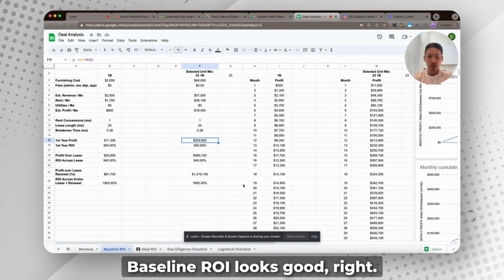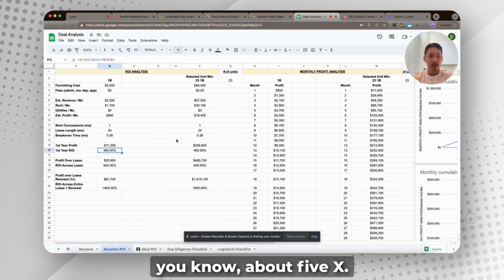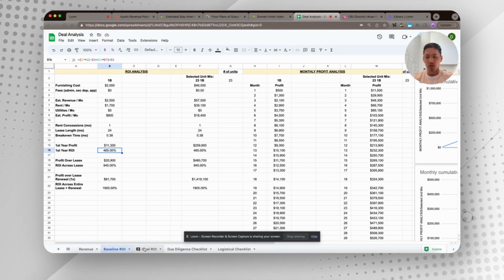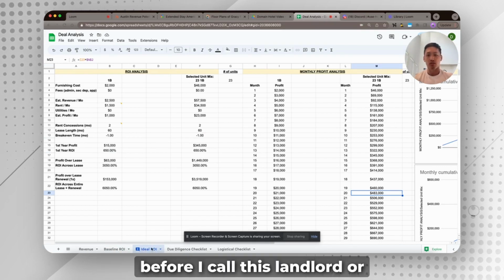Baseline ROI looks good, right? About 40% of a month break-even time, about 5x. It's good. It's over 3x. We're good to go. This is what I want to push for. So I have my notes to look at before I call or meet with this landlord.